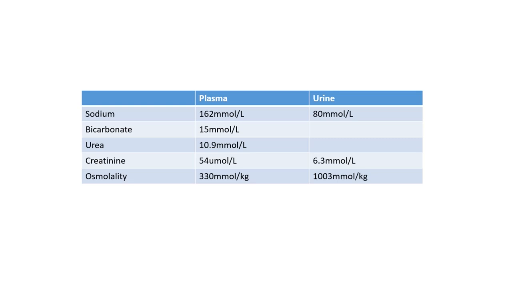Worried about the high sodium. Yeah, absolutely. So you've got a hypernatremia there. So you've got a sodium 162 millimoles per liter. Anything else? Low bicarb level. Yeah, so he's got a low bicarbonate level. It's a bit acidotic, maybe. Uremia. Yeah, so he's got a uremia, 10.9.